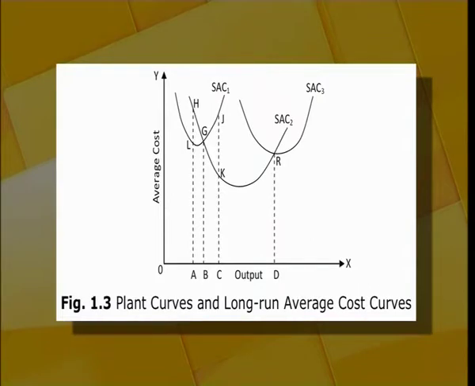It will be seen from image 1.3 that up to OB amount of output, the firm will operate on the short-run average cost curve SAC1, though it could also produce it with short-run average cost curve SAC2, because up to OB amount of output, production on SAC1 curve entails lower cost than on SAC2.